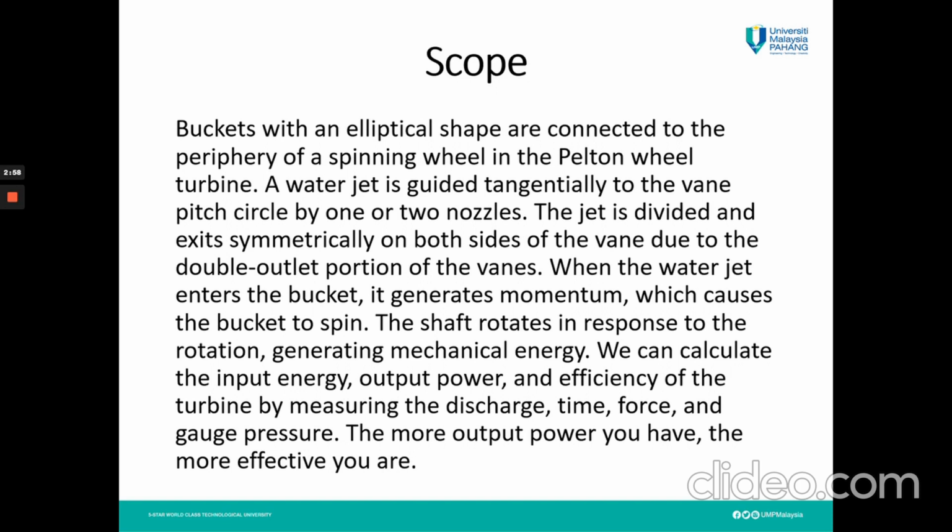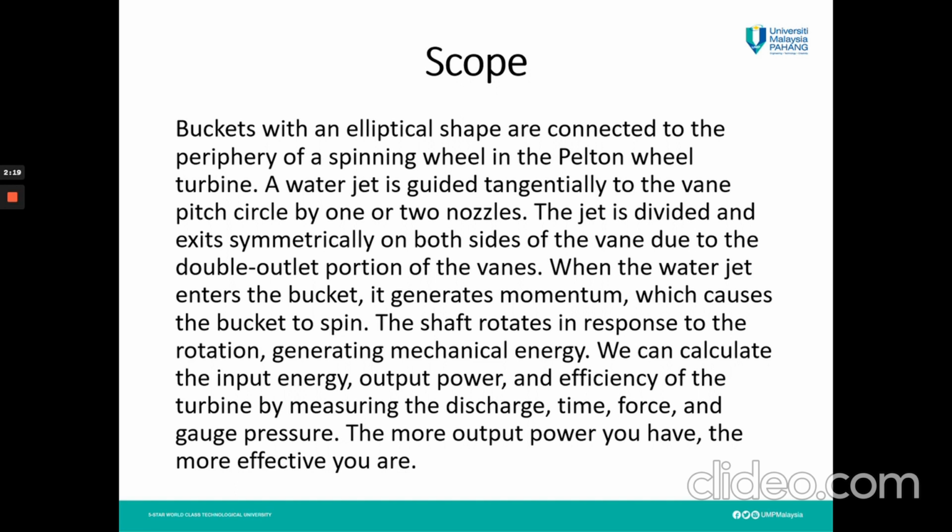Okay, for our scope, buckets with an elliptical shape are connected to the periphery of the spinning wheel in the Pelton wheel turbine. A water jet is guided tangentially to the vane pitch circle by one of two nozzles. The jet is divided and exits symmetrically on both sides of the vane due to the double outlet portion of the vanes. When the water jet enters the bucket, it generates momentum, which causes the bucket to spin. The shaft rotates in response to the rotation, generating mechanical energy.